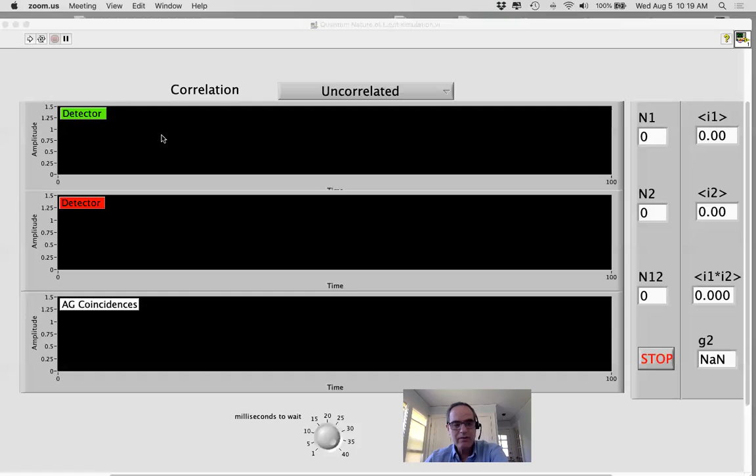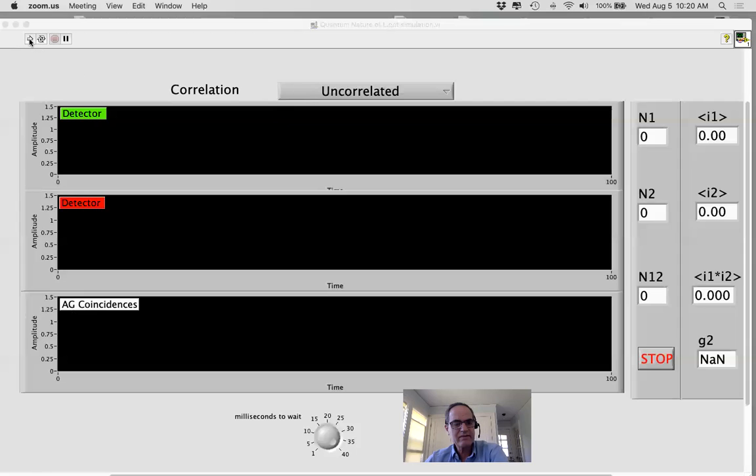Okay? So there are three graphs here, and they're going to show the following. The first is going to show the transmit detector signal. The second is going to show the reflect detector signal. And then the third is going to show the product of these, which is the same thing as showing the coincidences, because only when we have both a pulse from the reflect detector and transmit detector will we see a coincidence, a pulse in the product. Okay. And then we can look at three different cases.